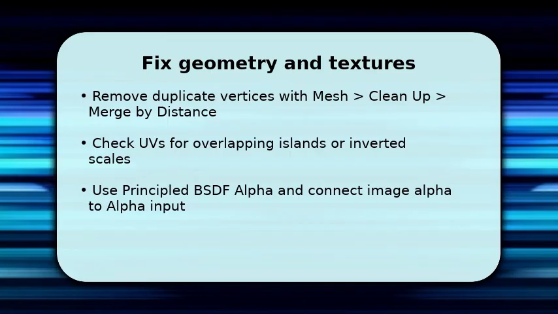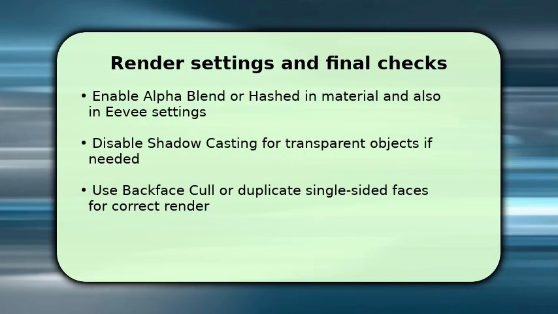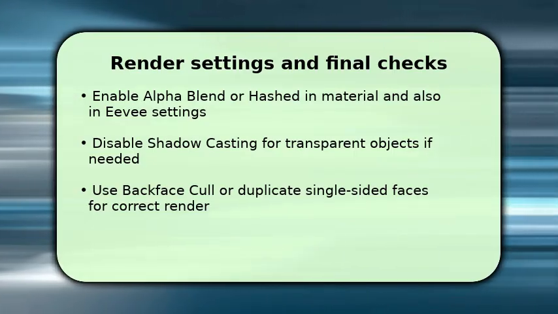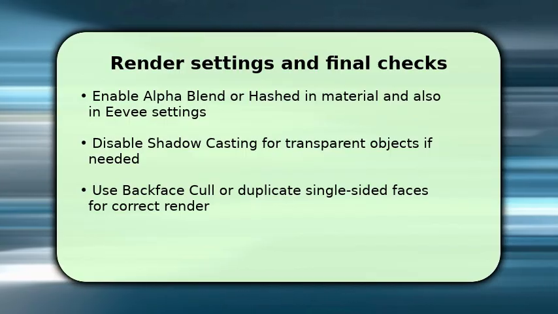Finish by aligning render settings. In Eevee, enable alpha blend or alpha hashed and turn on soft shadows if required, then in material properties confirm the same blend mode. If shadows look wrong, disable shadow casting on that material or add a shadow mode of none to prevent black silhouettes.